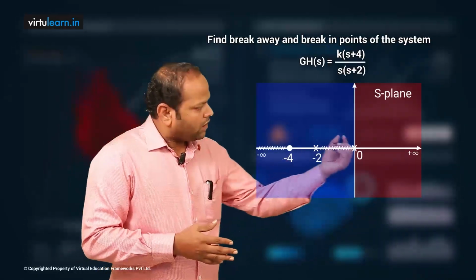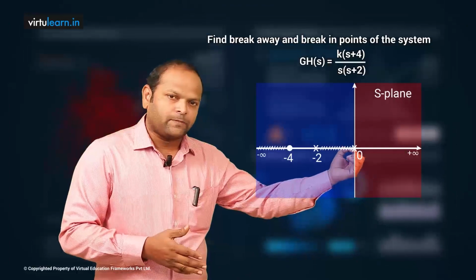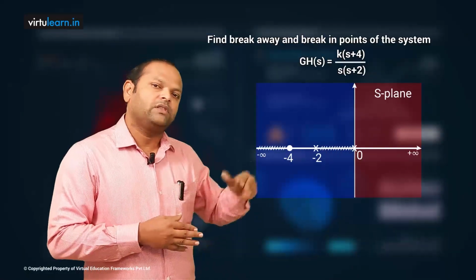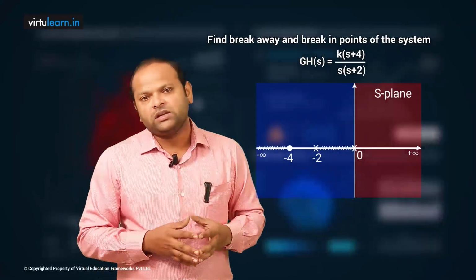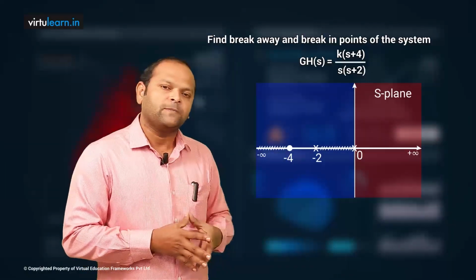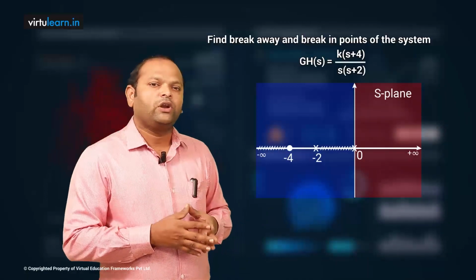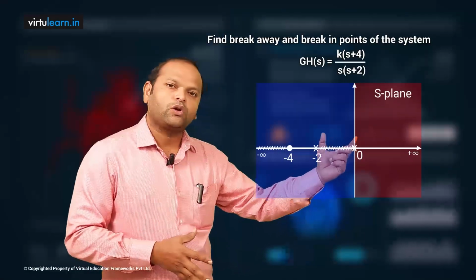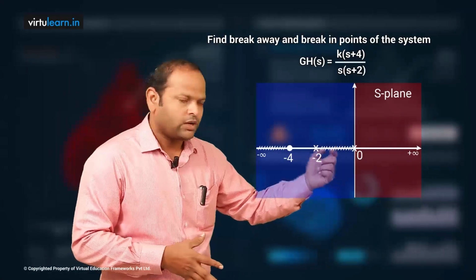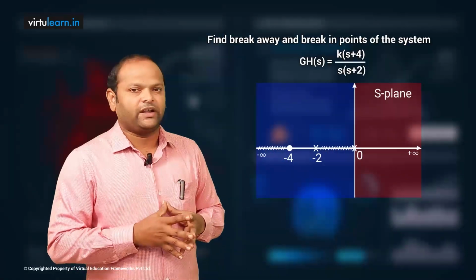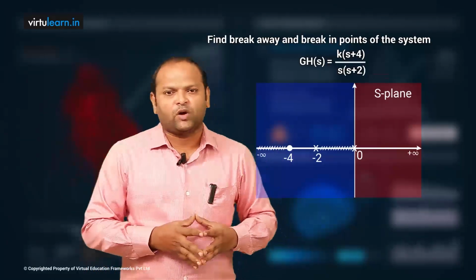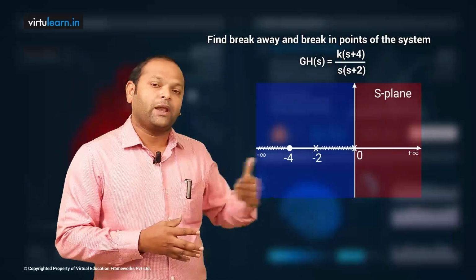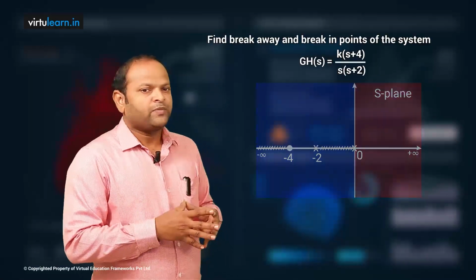We know the rule. You take any point in that particular section and count poles and zeros towards the right side of the point. If that number is odd, that particular section will have root locus. If the number is even, we don't have any root locus in that section. That way we find the root locus area, which is from 0 to minus 2 and minus 4 to minus infinity. Let us do the calculations for this problem and see where we will have the root locus breakpoints in this root locus area.